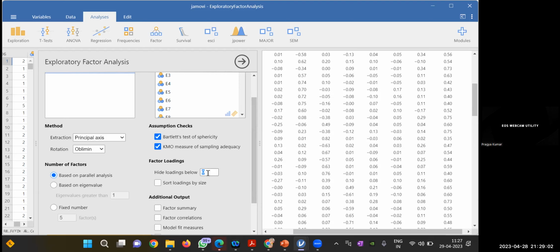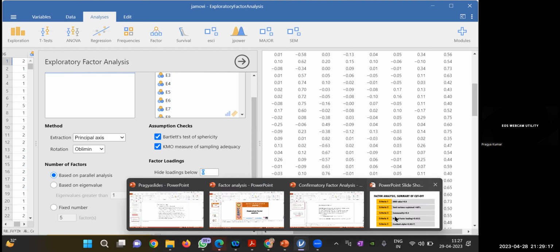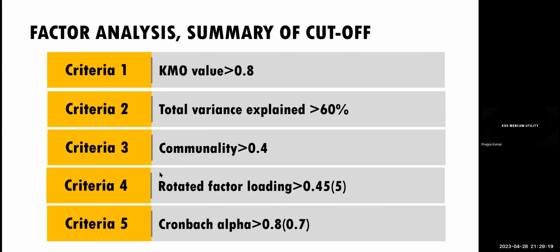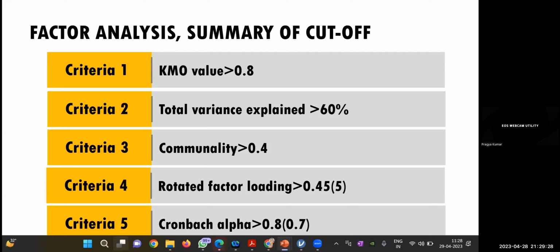But I want, why? Because I want at least there should be the factors which are less than 0.3. Ideally, it should be 0.45. This is the rotated factor loading. This is the same criteria which I was talking about here, that the rotated factor loading should be more than 0.5 to say that it is getting loaded on a factor.